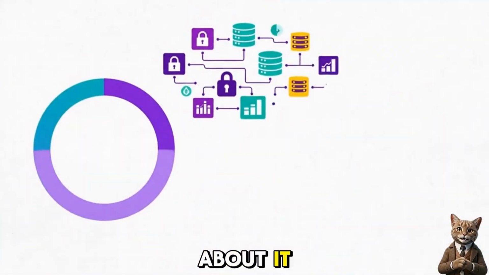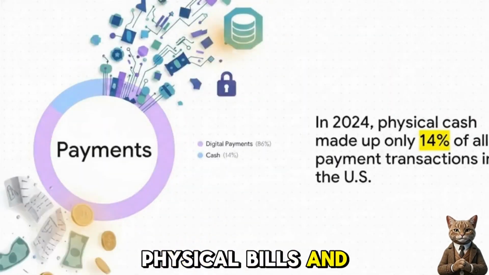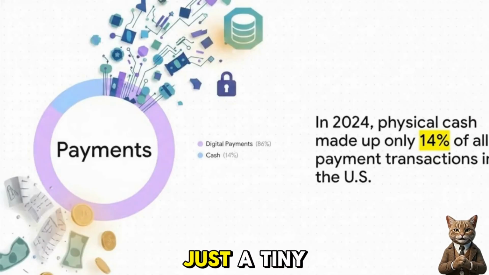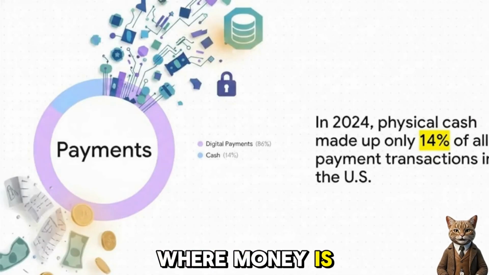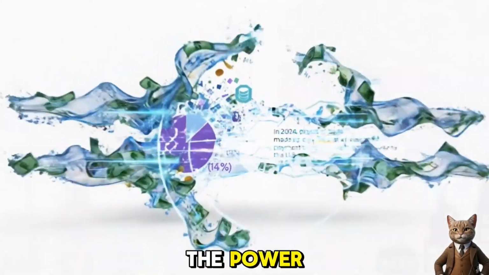I mean, think about it. When was the last time you paid for something big with cash? Physical bills and coins are fading fast. They make up just a tiny fraction of how we pay for things now. We're rushing towards a world where money is purely digital, just information, and that really changes who holds the power.